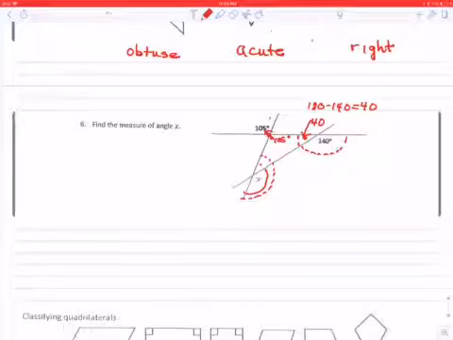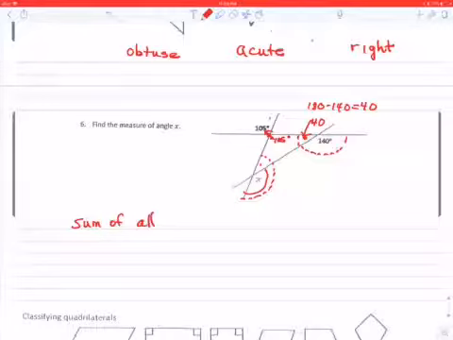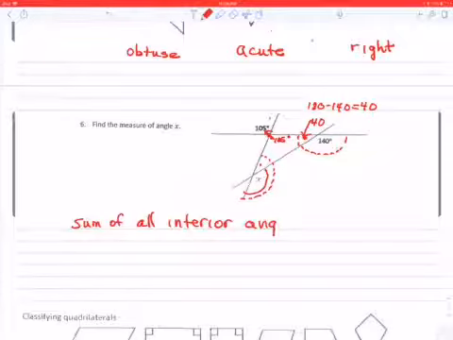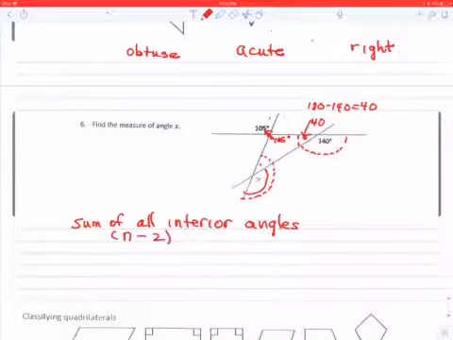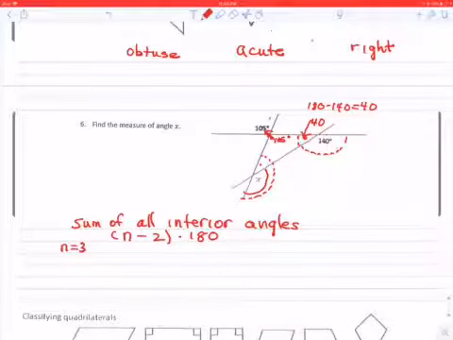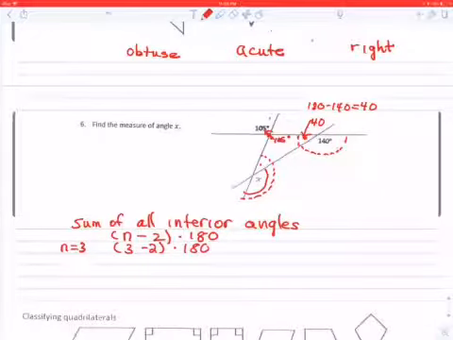All right, so I have two of the interior angles of a triangle. I know the sum of all interior angles for any polygon can be given by the formula n minus 2 times 180. Since we're talking about a triangle here, well, n has 3 sides. N is equal to 3. So the sum of all the interior angles is 180.